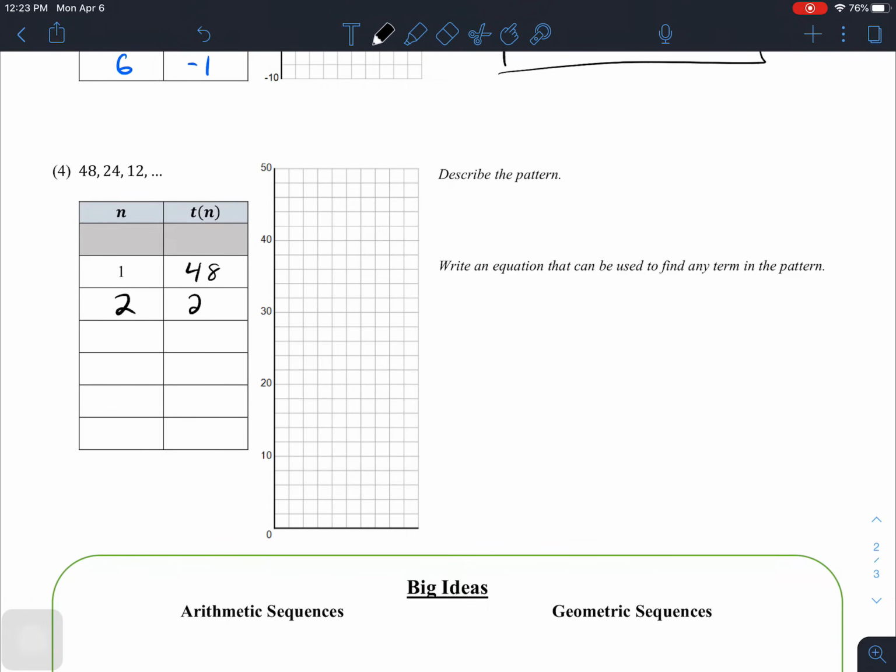For number 4, my first term is 48. My second term is 24. My third term is 12. I can see right away it's not an addition or subtraction pattern. Here I got to find the next 3. Well, it looks like you can say dividing by 2, but we don't want to say dividing by 2. We're going to say multiplying by 1/2 on it. So we're multiplying by 1/2 each time. So this would be 6 times by 1/2. This would be 3 times by 1/2. This would be 1.5. So my pattern is I'm multiplying by 1/2.